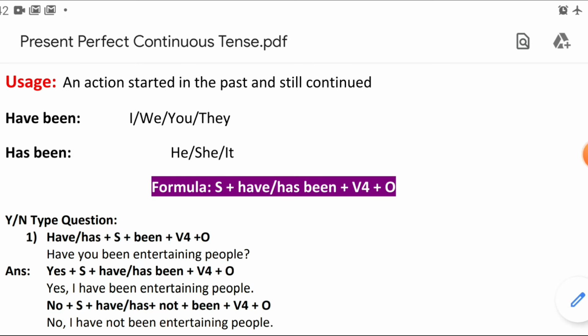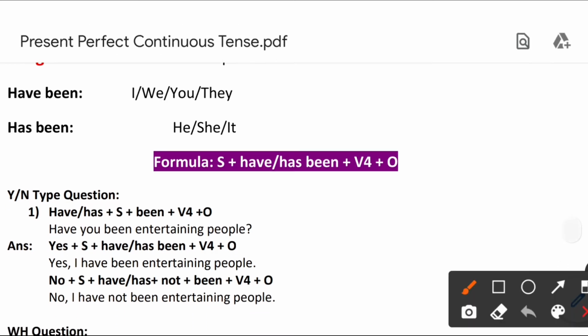Now, to make a question, we have to swap the first two words. The first two words would be have or has, then the subject. There should not be "been" there, because in a yes-no type question, we have to use the helping verb in the first place, in contrast to the simple sentence.